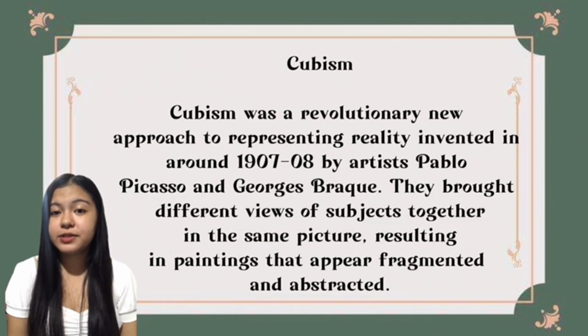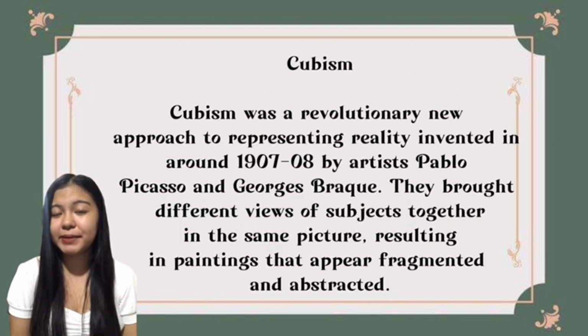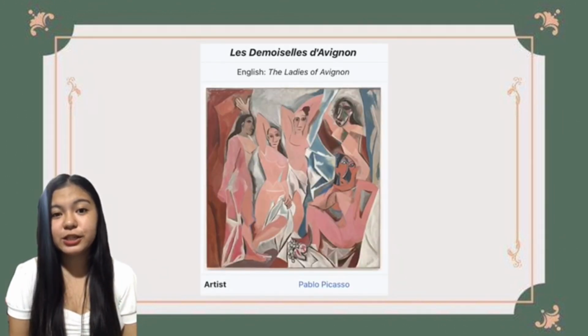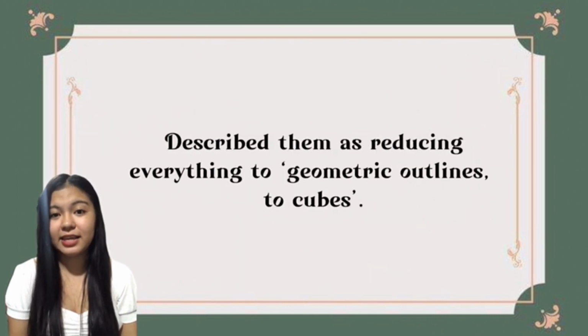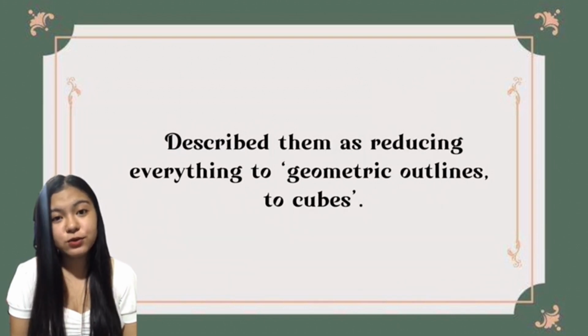Cubism was one of the most influential styles of the 20th century. It is generally agreed to have begun around 1907 when Picasso's celebrated painting Les Demoiselles d'Avignon included elements of Cubist style. The name Cubism seems to have derived from the comment made by the critic Louis Vauxcelles, who, on seeing some of Georges Braque's paintings exhibited in Paris in 1908, described them as reducing everything to geometric outlines, to cubes.